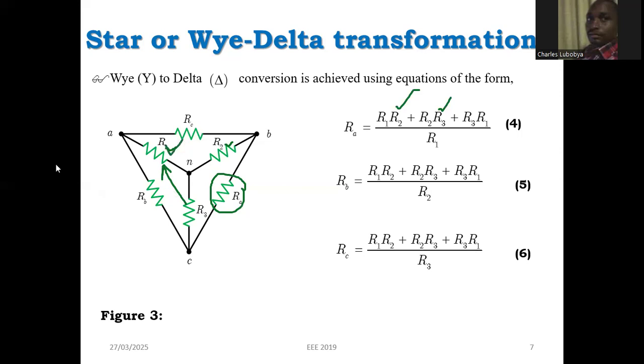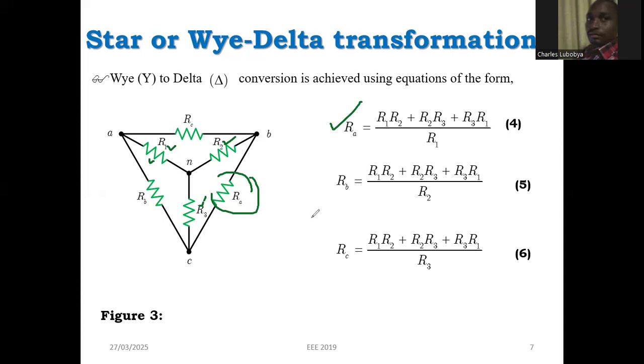So make sure that after you've done the multiplication of R1 multiplied by R2 plus R2 multiplied by R3 plus R3 multiplied by R1, you then divide by the resistor opposite to RA, which in this case is R1. Therefore, you have your equation 4 for calculating RA.